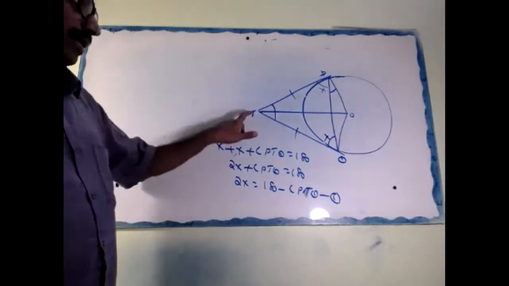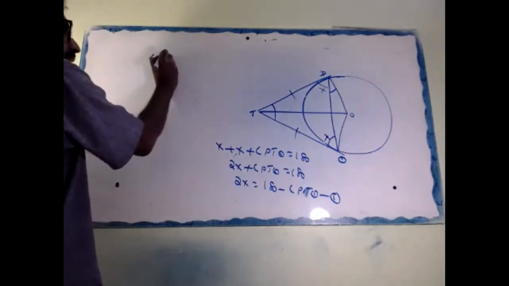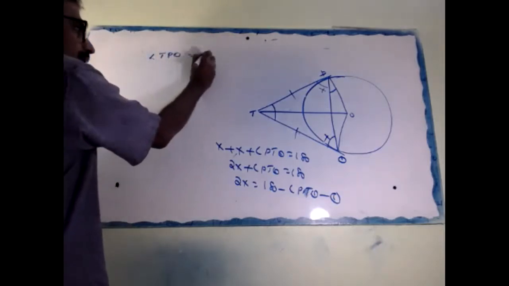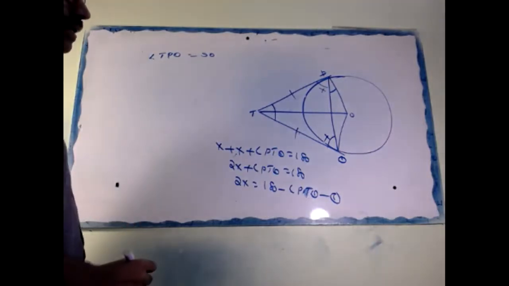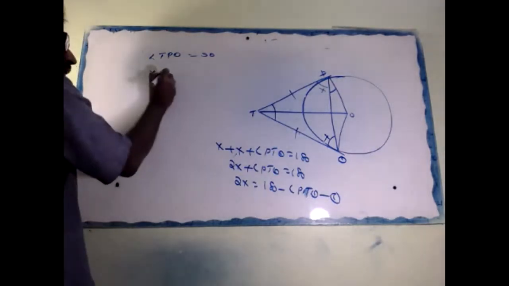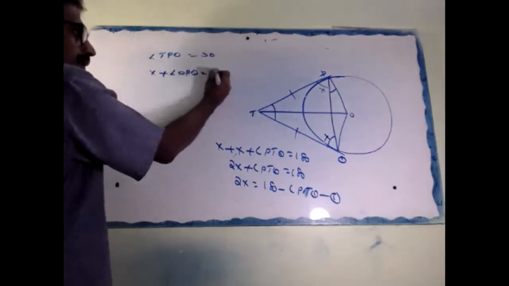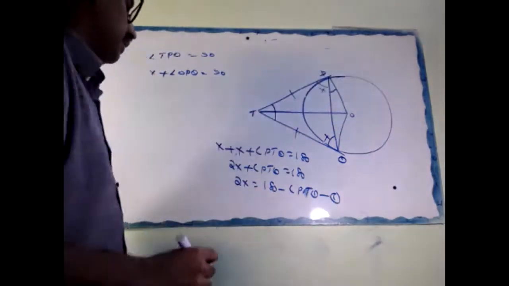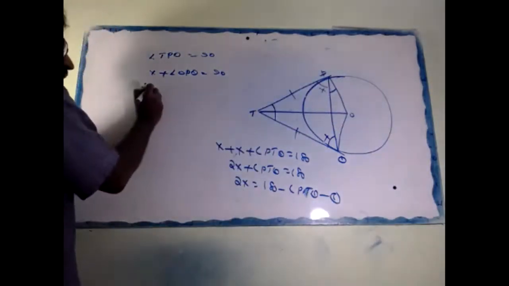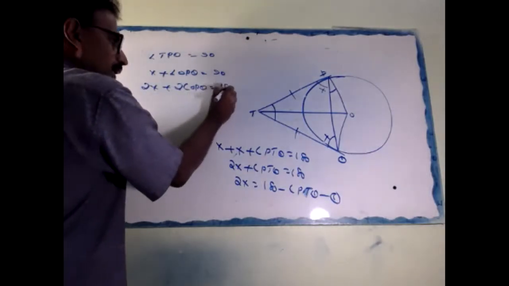Okay. Look, angle TPO how much? Angle TPO is 90 degree, correct? So that is X plus angle OPQ equals 90. Correct or no? X plus OPQ equals 90. Here 2x, I multiply by 2. 2x plus 2 times OPQ equals 180. Number 2.